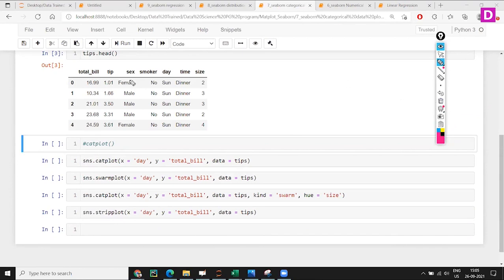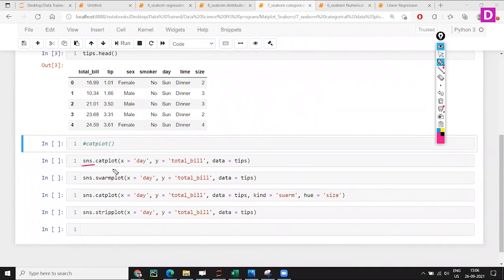What is a category? Category is maybe either one of them, like in the particular gender, either a female or a male, one category. Smoker, yes or no, two categories. Days is also category. Sunday, Monday, Tuesday, only 7 days. Right? Time is also one category because I have to choose either lunch or dinner. So basically, this type of data is a category. I will talk more about categorical and continuous data in the statistics with some examples.